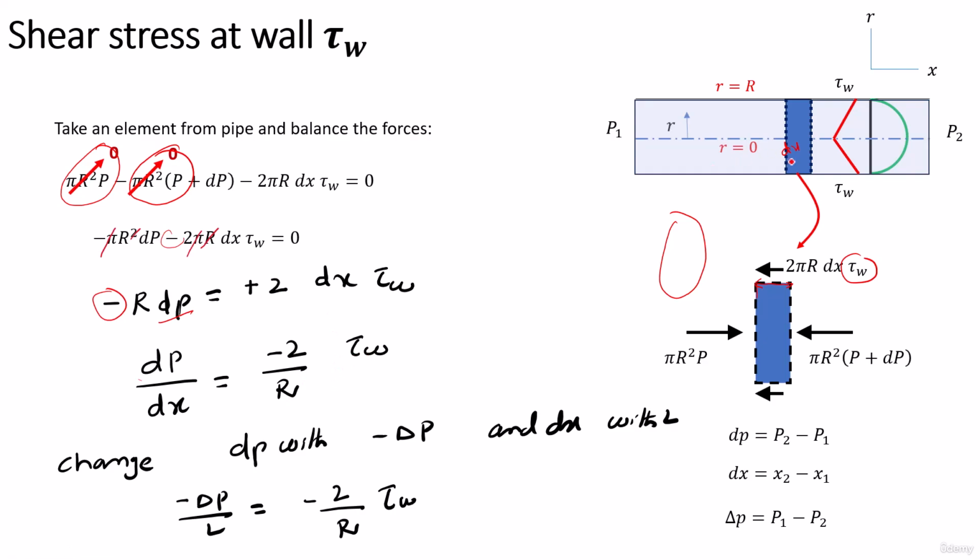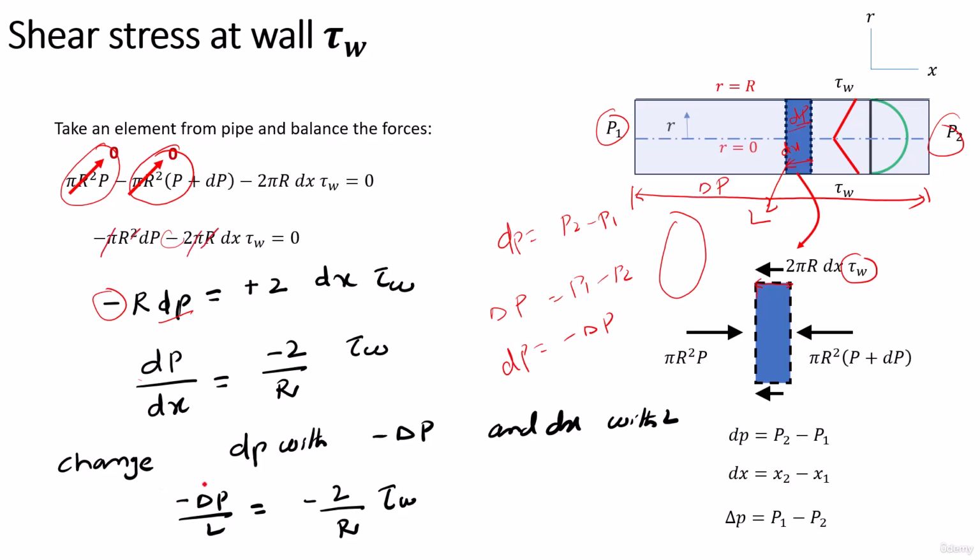And now, this is only for a small change. This is a small change in dx, and the small change in pressure is dp. For the whole pipe, the length will be L, dx will change to length, and dp will be delta P, the pressure change or pressure drop across the whole pipe. So we can change dp by dx to delta P by L. The difference here is that dp is equal to P2 minus P1, but delta P is P1 minus P2. It means that dp is equal to minus delta P.